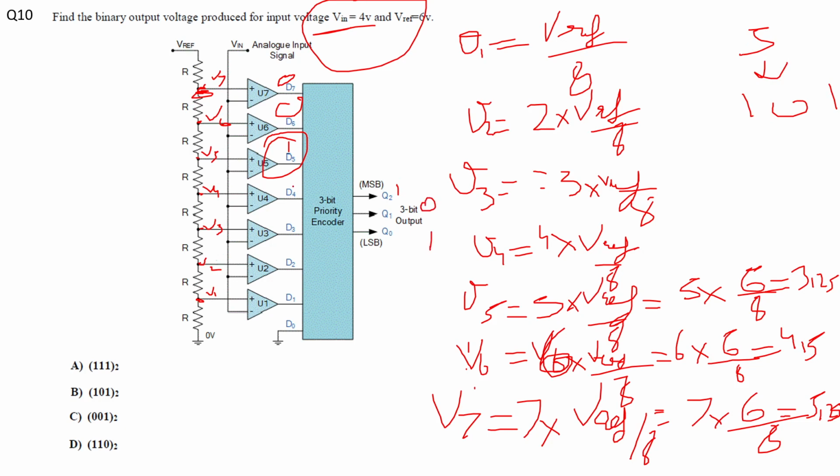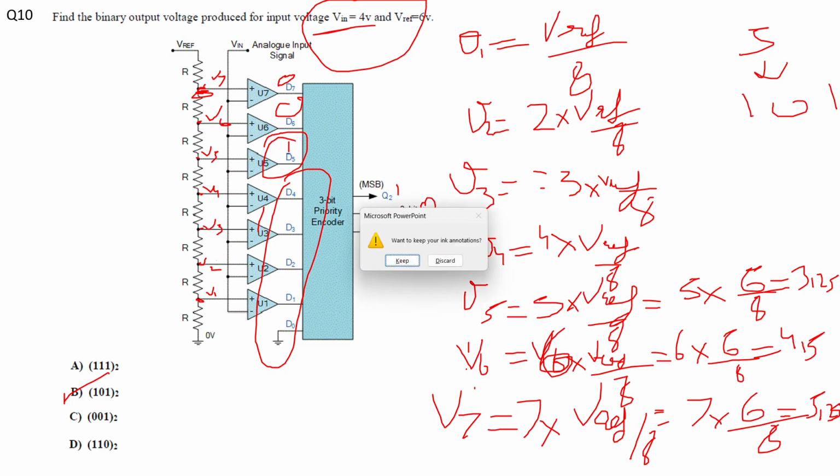So they all will be equal to 1, but I'm not concerned about them because I know they'll all be equal to 1 because my V4, V3, V2 will all be less than Vin. But once I found out the value of D5 equal to 1, I stopped because I'm using the priority encoder. So once D5 is equal to 1, I don't care about D4 and all. So my output will be equal to 101. So option B is the right answer. Did you get this?